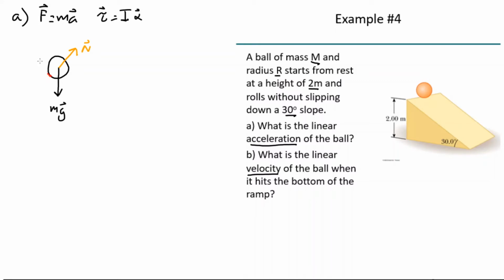If there were no friction, the ball would just slide down the incline. It wouldn't roll at all. If this were kinetic friction, that would mean the ball was slipping. So in order for the ball to roll without slipping, this must be a static friction force.